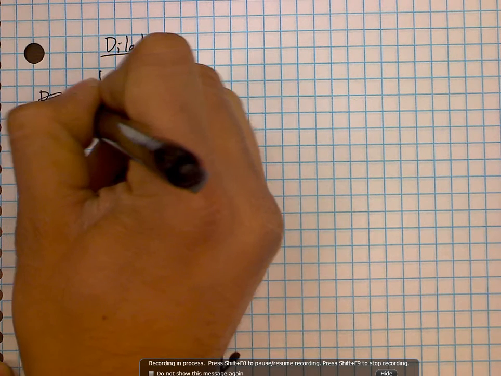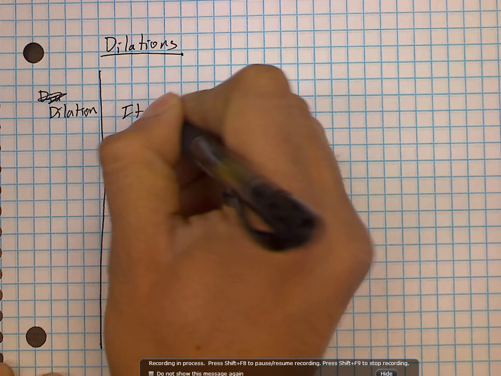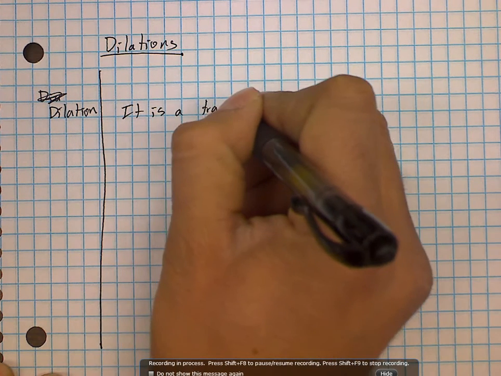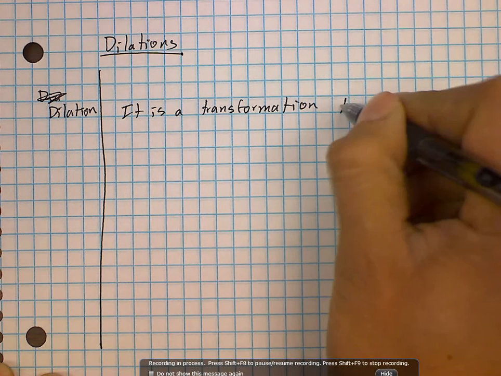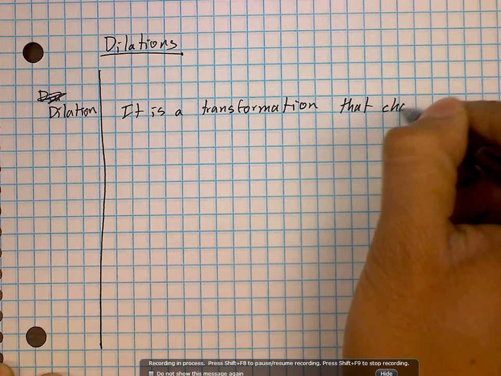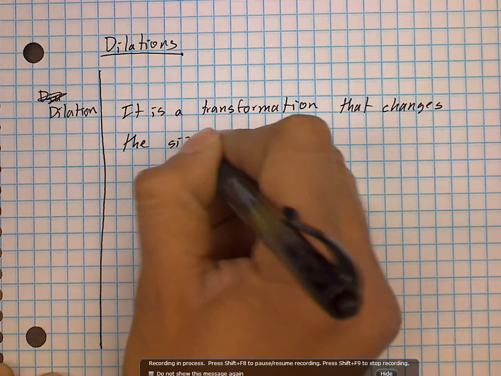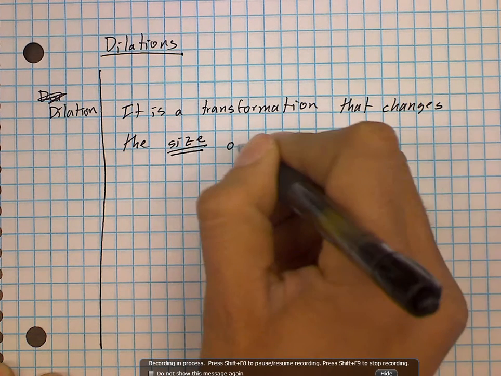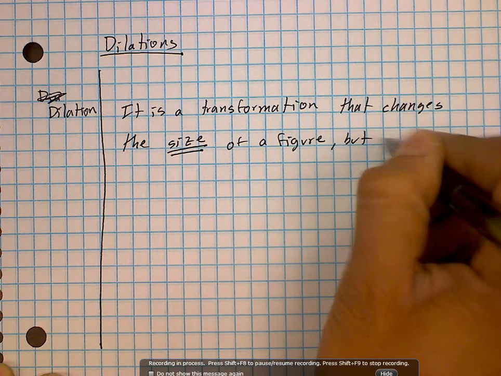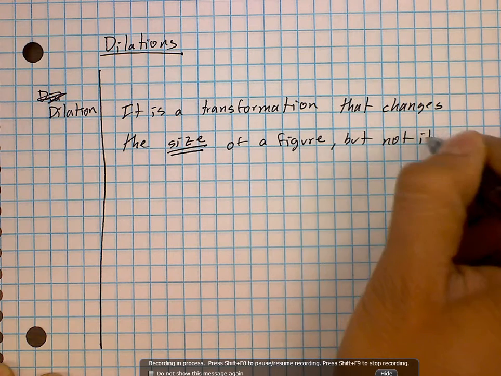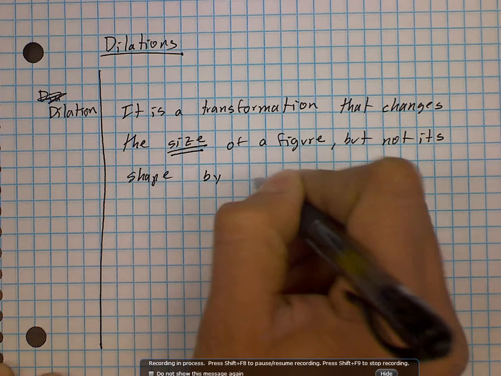Dilation. It is a transformation that changes the size, so that's important, changes the size of a figure, but not its shape, by a scale factor.